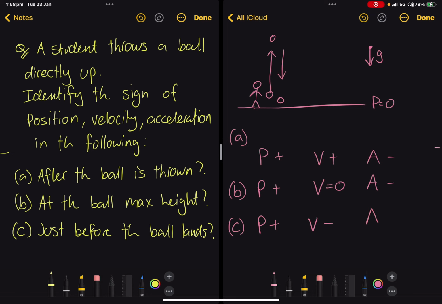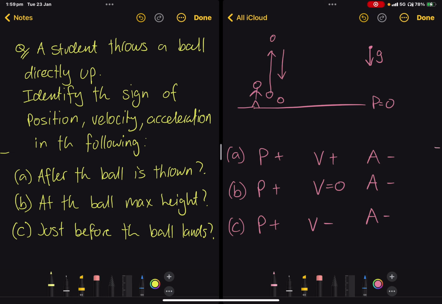And the acceleration, as has been the case through the whole question, is still negative because gravity is still the only acceleration on this object. Gravity points down, gravity is negative. So after the ball is thrown, the position is positive, the velocity is positive, the acceleration is negative. At the ball's maximum height, the position is positive, the velocity is 0, and the acceleration is negative. And just before the ball lands, the position is positive, the velocity is negative, and the acceleration is negative.